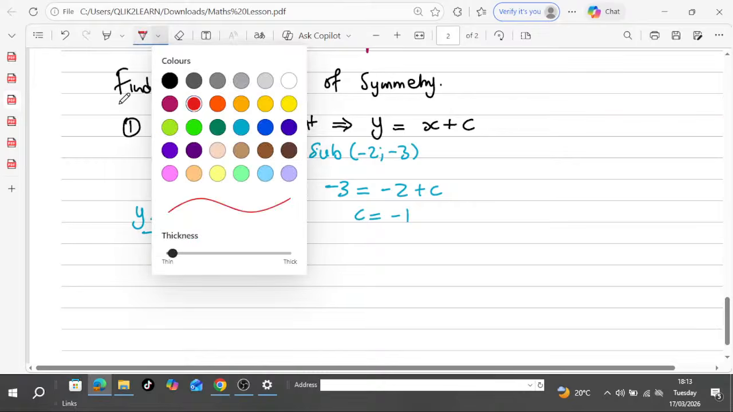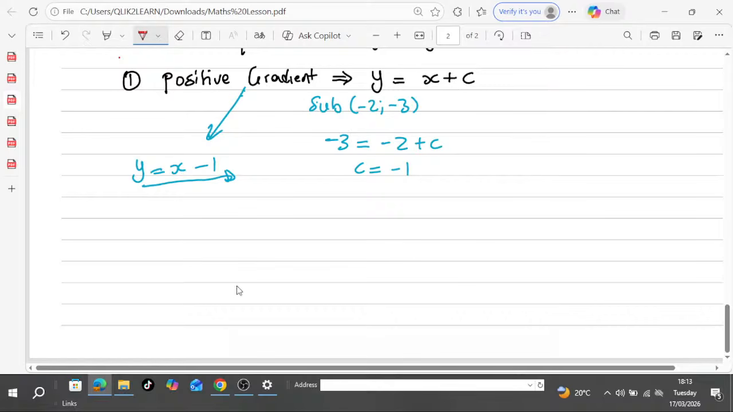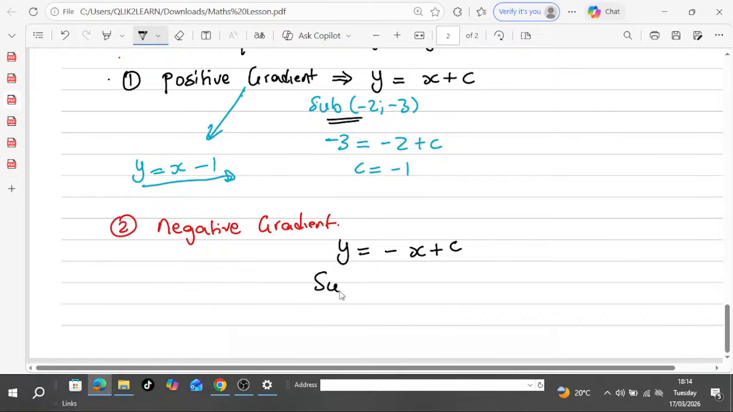We need to apply the same method to find it for the negative gradient, because in an exam we don't know if they will say positive gradient or negative gradient. So I just want you to know how to find both. If it's a negative gradient, this will be y equals minus x plus c. Now we substitute the very same point, minus 2 and minus 3.